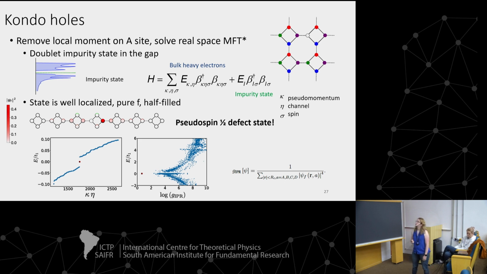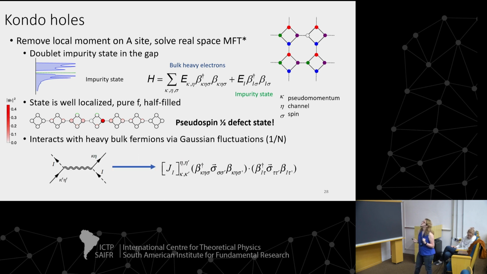OK, so I'm telling you it's a doublet, and it's exactly at quarter filling. So it has to be half filled. So we have essentially a pseudo-spin 1/2 defect state. And sorry, it has to be half filled, and it's also pure F. So it's coming from something that is originally a local moment. So in the mean field theory, it just sits there and is a ground state degeneracy.